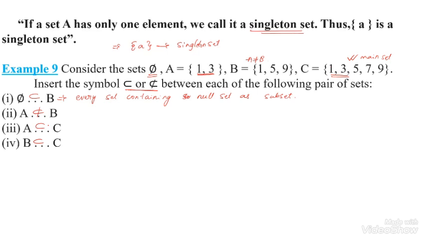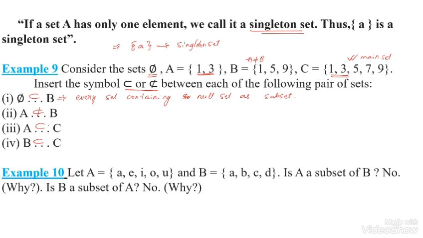When you try to solve more examples, the concept becomes very easy for you. Now let us move on to the next example, example number 10. Let the set A contain the elements a, e, i, o, u, and the set B contain a, b, c, d. Here A and B are different sets, so A is not equal to B. Is A a subset of B? No, because set A contains different elements and B also contains different elements. Therefore, A is not a subset of B.